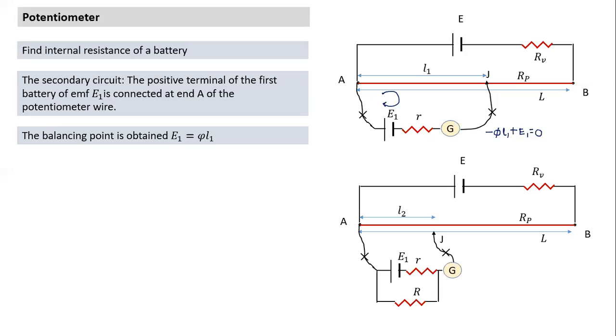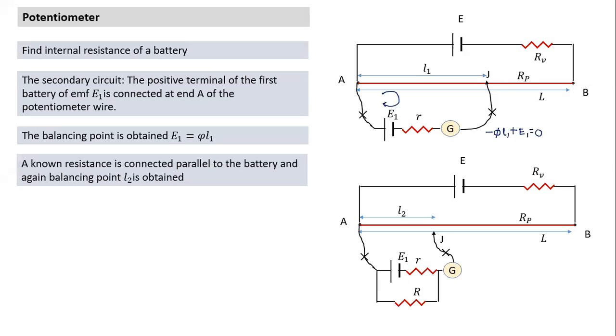What do we do next in this second case? Let's try and understand this figure. We'll write the statement also. Afterwards, a known resistance is connected in parallel to the battery. So see, where is the galvanometer? Look at the position of the galvanometer. The galvanometer is not part of this small circuit which is getting formed.